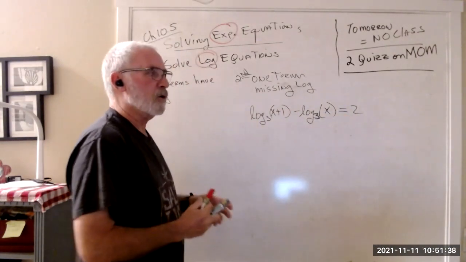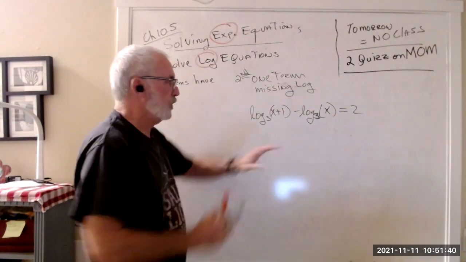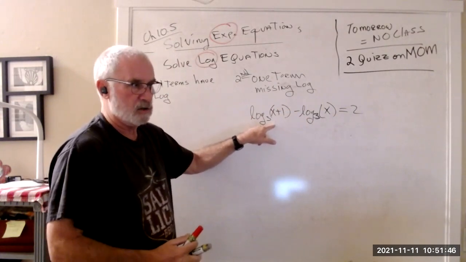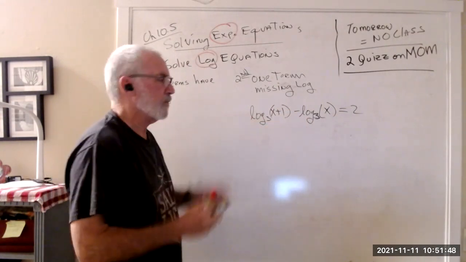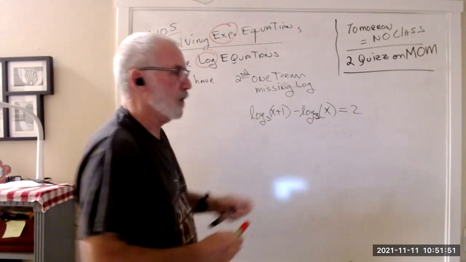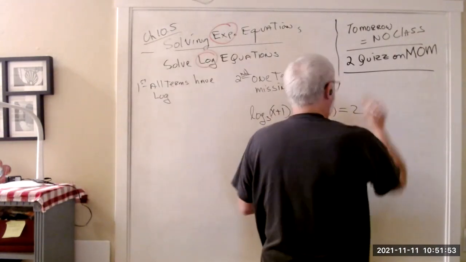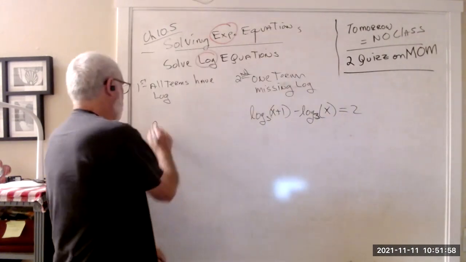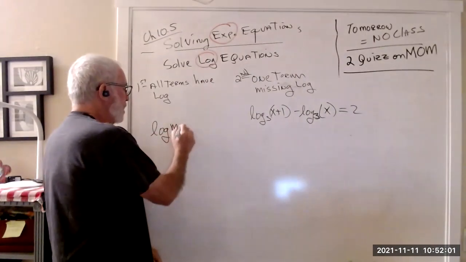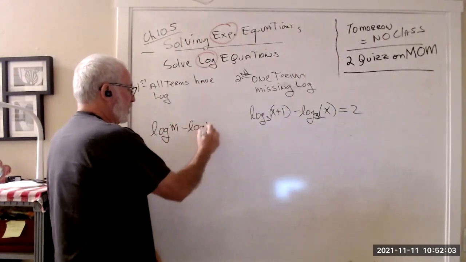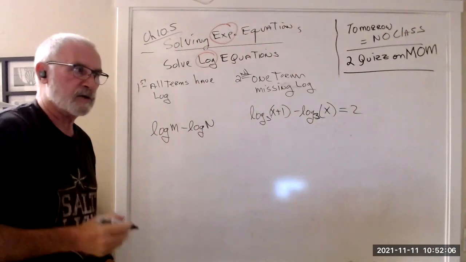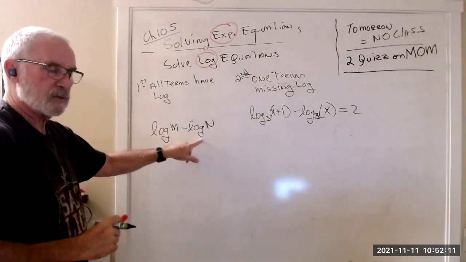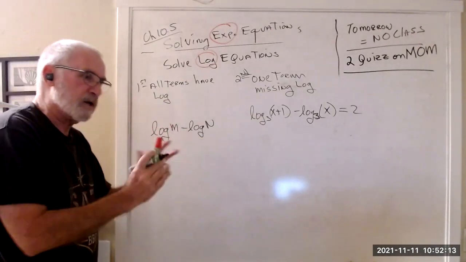Well, the first thing we're going to do is use our log laws to condense these into a single log. Now you got to go back to what were your log laws? If you had the log of m minus the log of n, on that cheat sheet, on that handout I gave you, if you had two separate logs that were subtracting, how can you condense them?